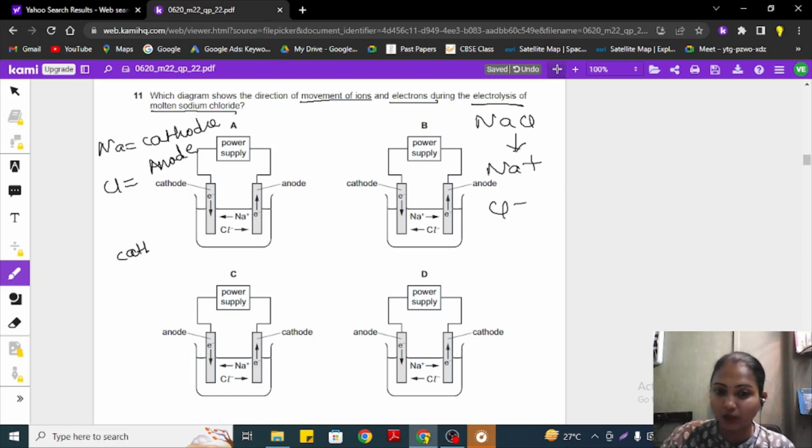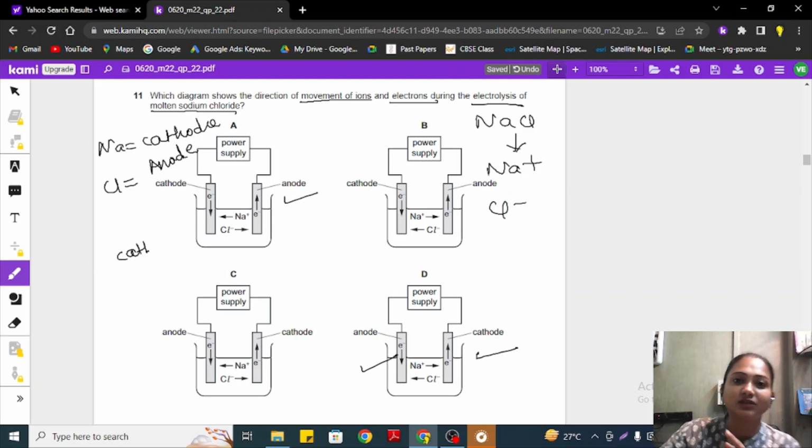Now let's find out which one is showing the correct one. The cathode, yeah, sodium is going correct, chlorine is going correct. This can be an option. Here also the cathode is this, sodium is moving perfect, chlorine is moving perfect. Yes, this is also correct.